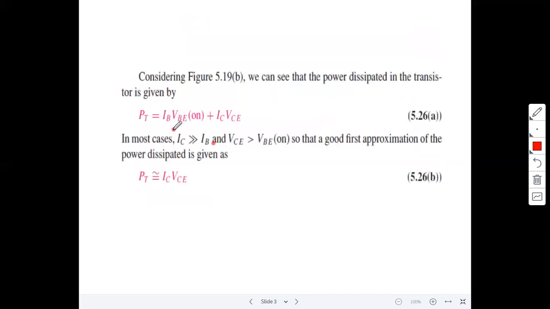And coming to the power. How to calculate the power dissipated in a transistor? Total power dissipated in a transistor, as in the power formula, power is equal to V into I. At the input side, IB into VBE. At the output side, IC into VCE. Generally IC is very much greater than IB, so we may neglect the first term. Then the power dissipated in a transistor is approximately equal to IC into VCE.